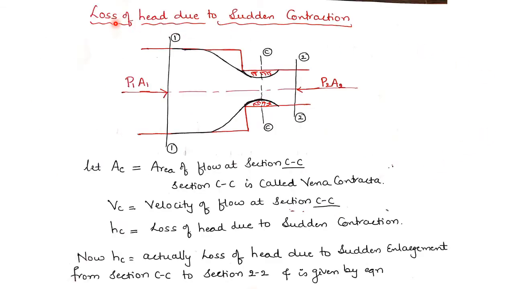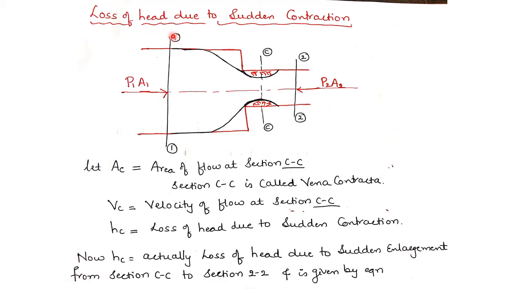So let us first study loss of head due to sudden contraction. So this is the larger diameter pipe. Sudden contraction means the diameter of the pipe changes from larger diameter to the smaller diameter. You can see here, this is the larger diameter of the pipe, and this is my smaller diameter of the pipe.